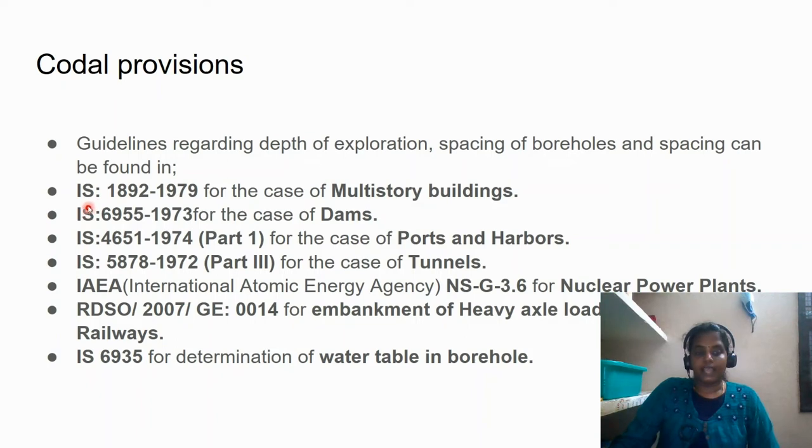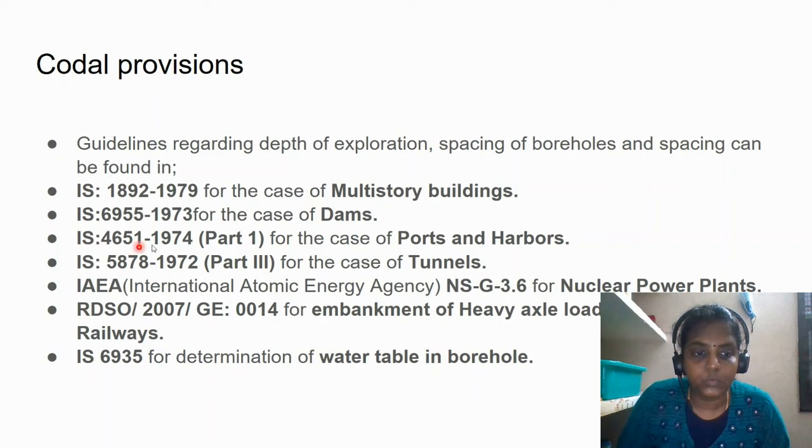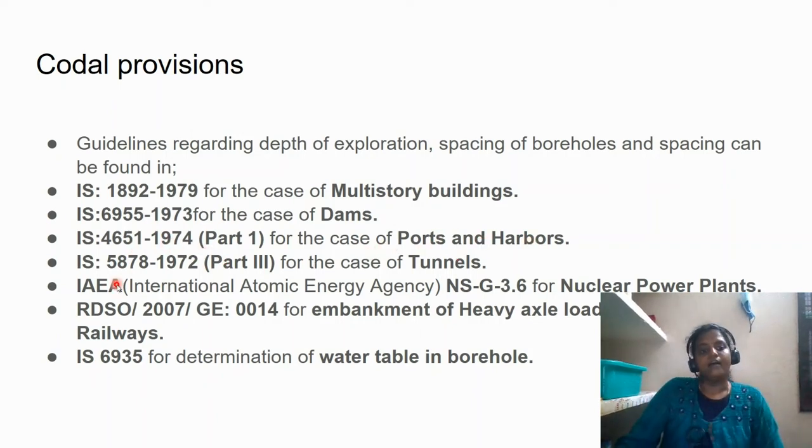So IS 1892:1979 for multi-story buildings, and IS 6955:1973 for dams, 4651:1974 for the case of ports and harbors, 5878:1972 for tunnels. I'll tell you one easy method to remember these numbers.